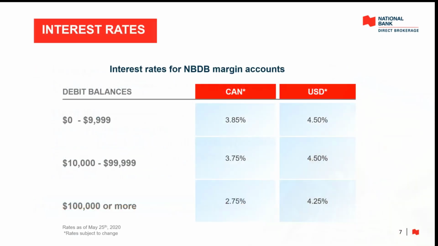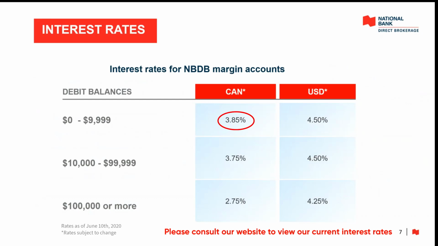Now, the amount of the interest fee is charged pro rata on the amount borrowed and the period of use at the indicated rate. So for an amount used between 0 and 10,000, the rate is 3.85%. Between the amount of 10,000 and 100,000, the rate is 3.75%. If the use exceeds 100,000, the rate applied is 2.75%. The different rate levels stated refer to the use of margin and not the value of the portfolio.